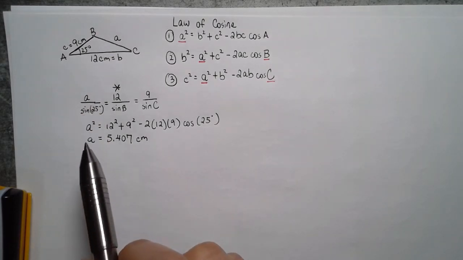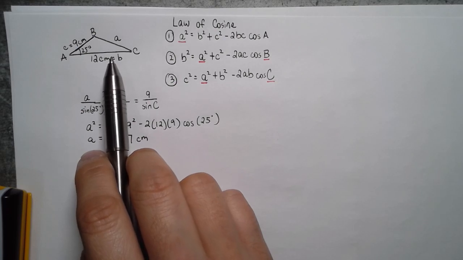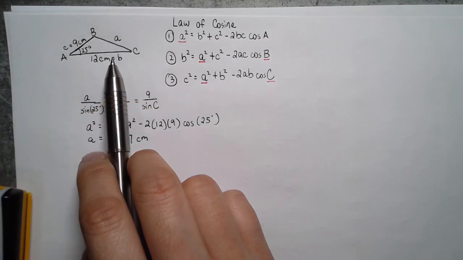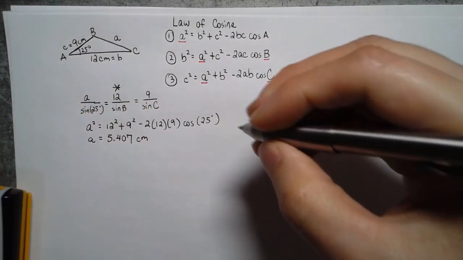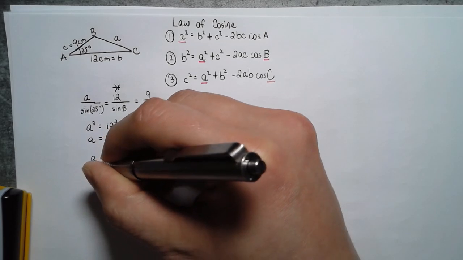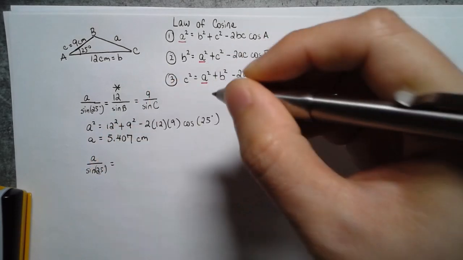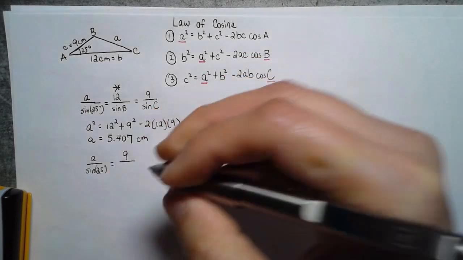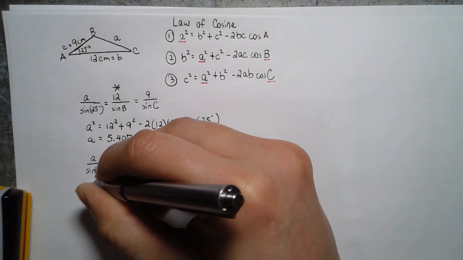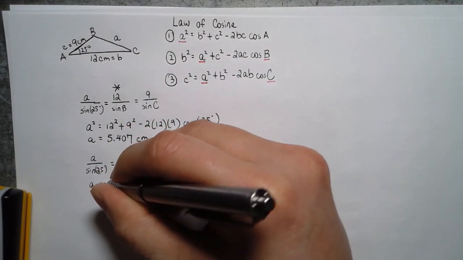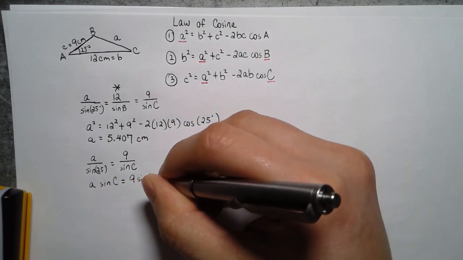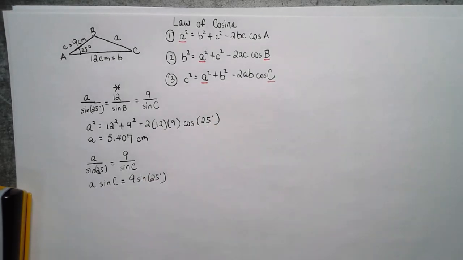Or I'm going to use the law of sines and ignore this second fraction right here and cross multiply, and once again we do have side A. The only thing missing is angle C. So that's the path I'm going to choose. I'm going to use side A over sine of 25 degrees equals side 9 over sine of angle C. I'm going to cross multiply to get A times sine of angle C equals 9 times sine of 25 degrees.